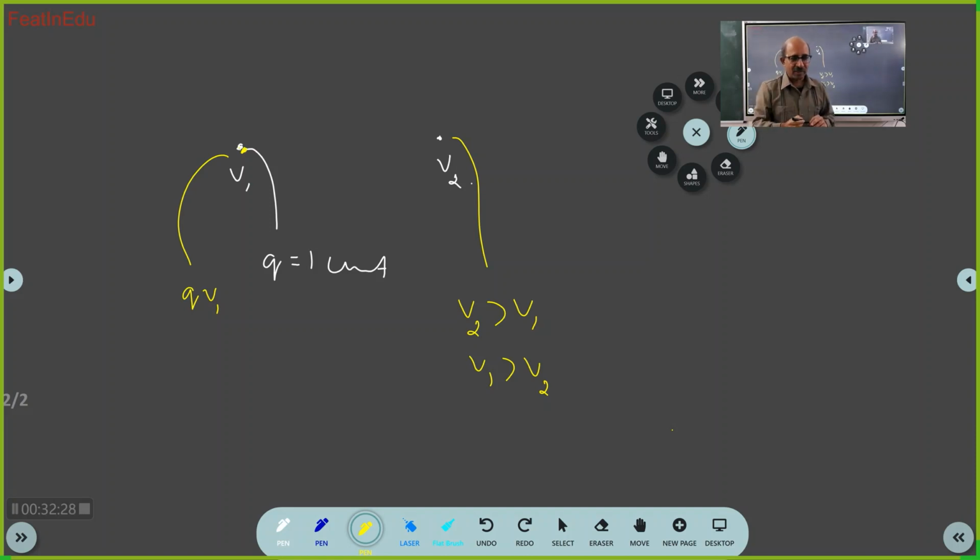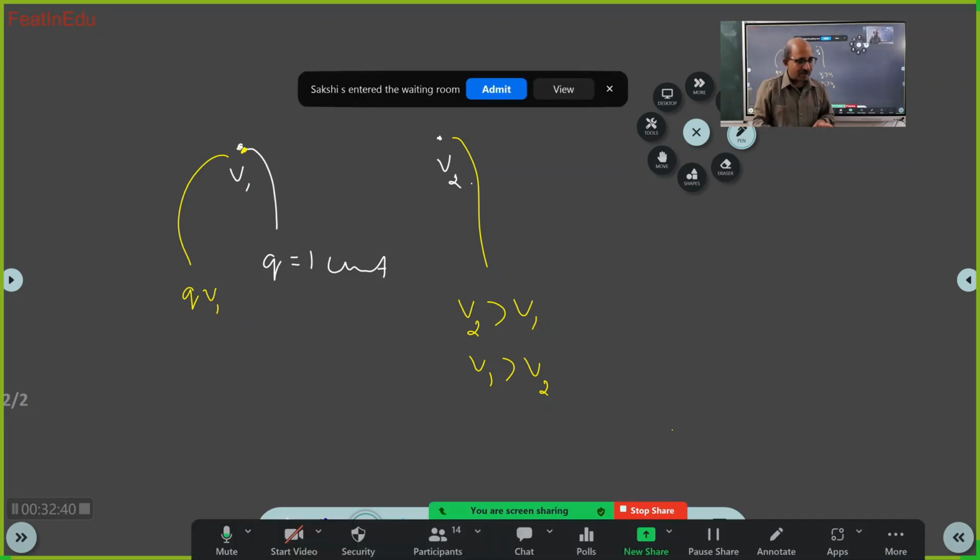Who is this fellow? Who is this gentleman? Something. Good for this. See, man, I told you, you use a proper terminology. What is this? Equipotential plane, equipotential surface.